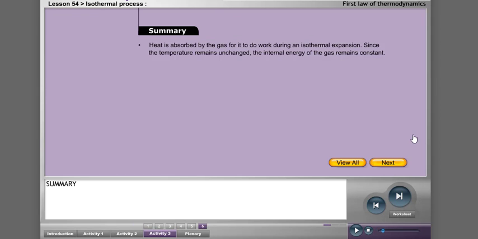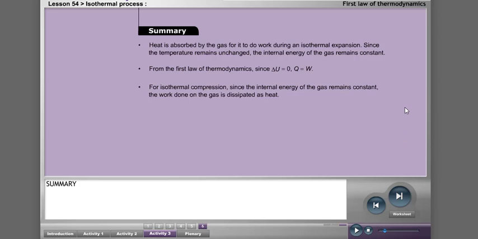Summary. Heat is absorbed by the gas for it to do work during an isothermal expansion. Since the temperature remains unchanged, the internal energy of the gas remains constant. From the first law of thermodynamics, since delta U equals 0, Q equals W. For isothermal compression, since the internal energy of the gas remains constant, the work done on the gas is dissipated as heat.